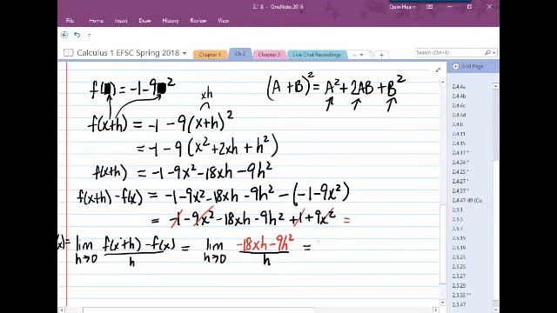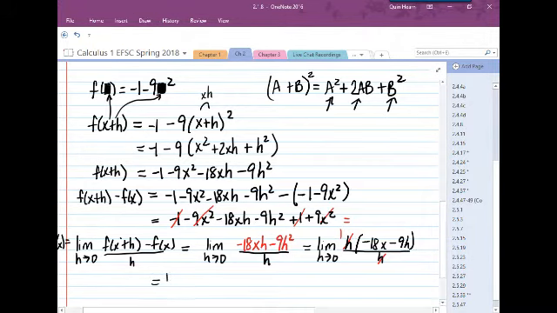So factor out from the numerator an h. You can factor more out if you want to. We certainly have more in common there. But all I really need is to factor out that h in order to be able to cancel it with a factor of h in the denominator. So h divided by h is 1. 1 times -18x minus 9h is just itself.